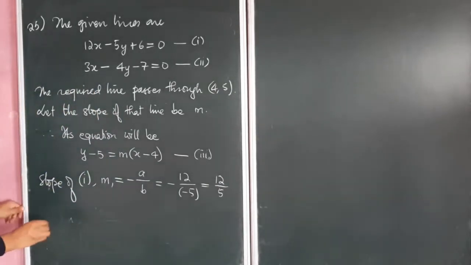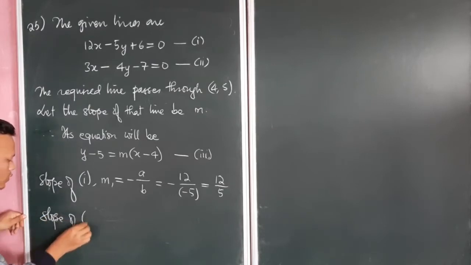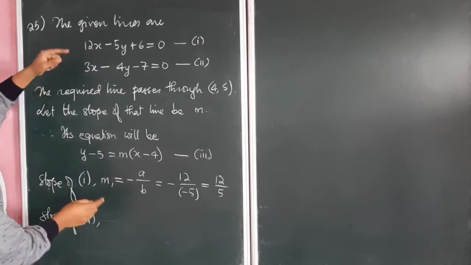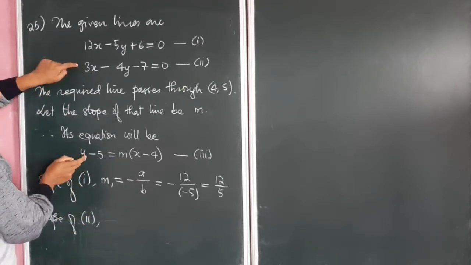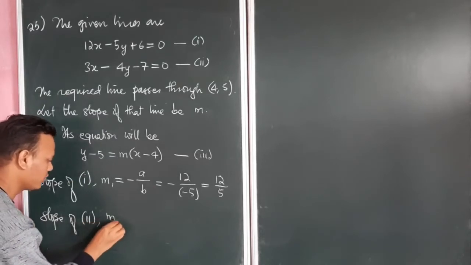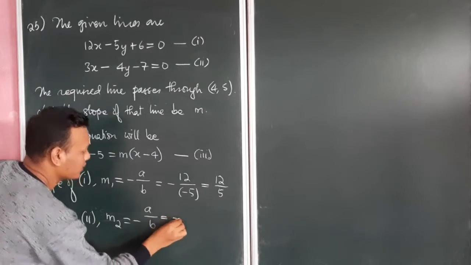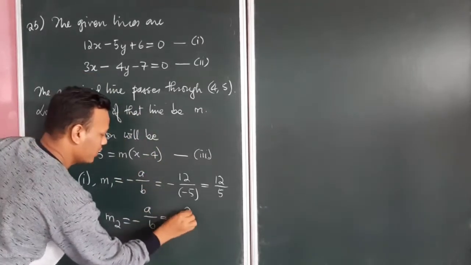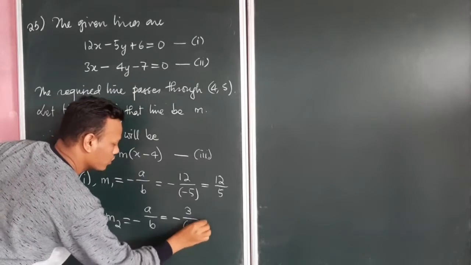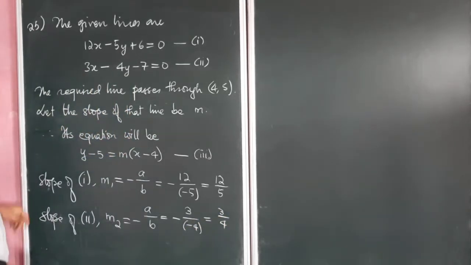Now another case is the slope of 2. We need to find the slope of this because we need to find the angle of intersection between 2 and 3 as well, isn't it? So the slope of 2, let me write this as m2, is again minus a by b. So a is how much? It is 3, and b is minus 4. So this turns out to be 3 by 4. Alright, fine.